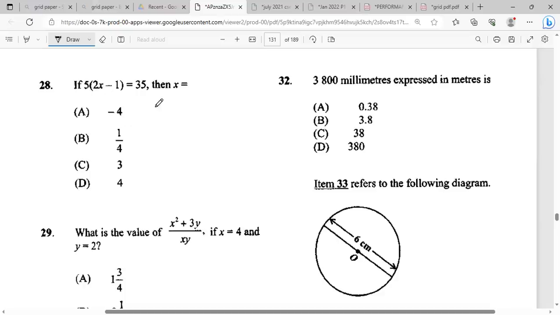All right, this one says if 5 bracket 2x minus 1 equals 35, then x is equal to. So we expand the bracket. 5 times 2x is 10x, 5 times -1 is -5. So we add 5. So we have to take the inverse.